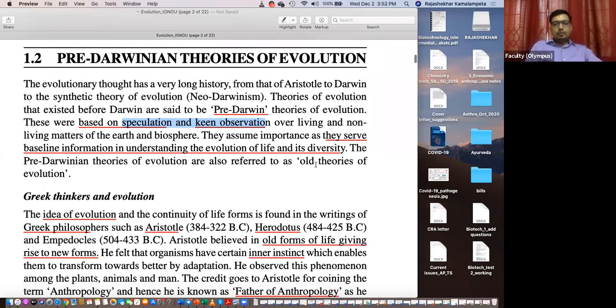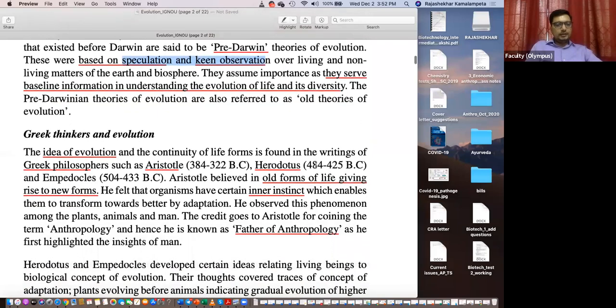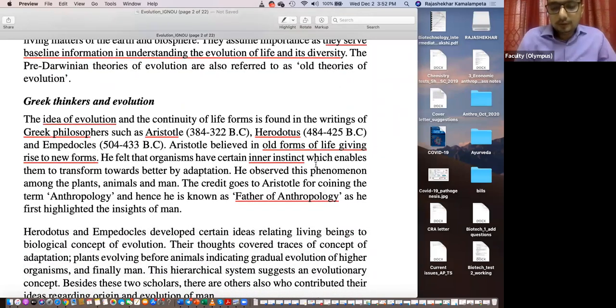Okay, so they're basically old theories of evolution. Let's begin with the Greek thinkers and evolution. So Greek thinkers on evolution, like Aristotle, who is considered the father of anthropology, from the period of 384 to 322 BC. Okay, so let's look at what Aristotle thought about it.